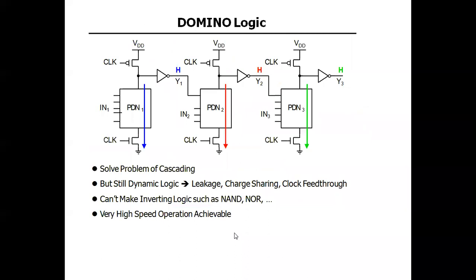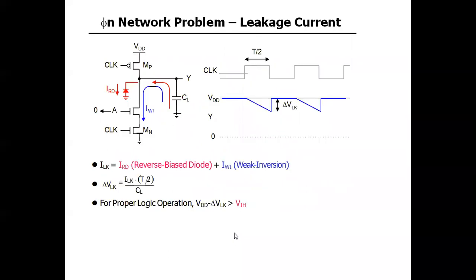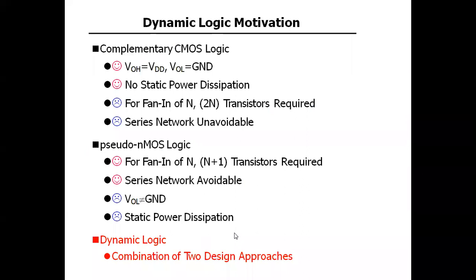Then the next part is domino logic. We will discuss this part in the next lecture. But again, very quickly, we will revise whatever points we have discussed. We started with the dynamic motivation. What is the difference between complementary CMOS logic and pseudo NMOS logic? There are certain advantages of complementary CMOS. What are those?